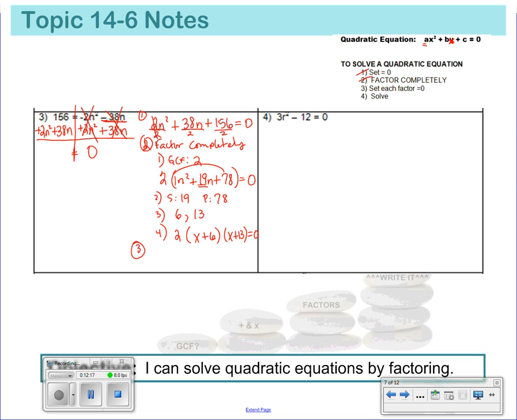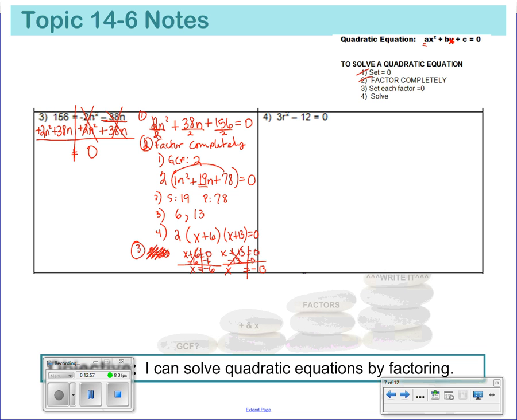Third thing we need to do is set each factor equal to 0. So I got out front 2 equal to 0, then x plus 6 equals 0, and x plus 13 equals 0. Well, 2 does not equal 0. There are no x's there, so there's nothing to solve. I'll scratch that out. Let's do x plus 6. We have to subtract 6 from both sides to get the x by itself. This is 0 minus 6, so x is equal to negative 6. For x plus 13, we're going to do the opposite of plus 13, so we'll subtract 13 from both sides to get the x by itself. 13 minus 13 is 0, and 0 minus 13 is negative 13.